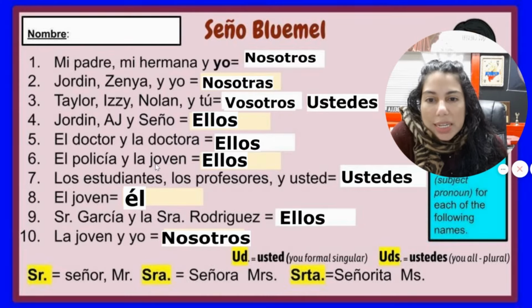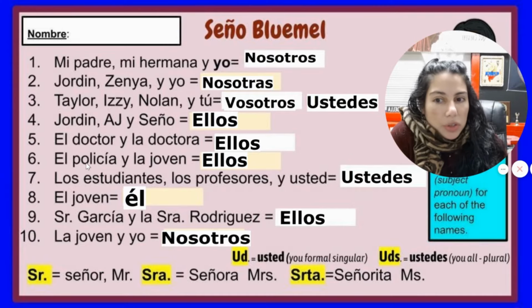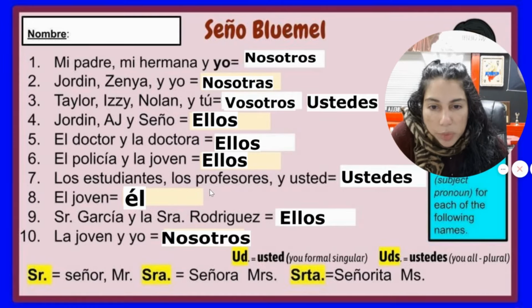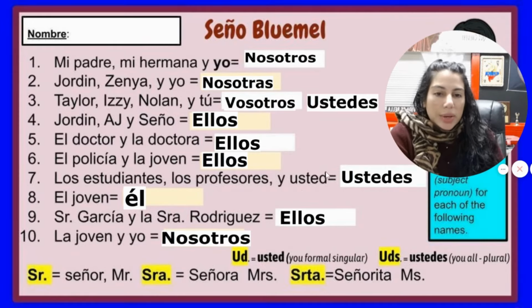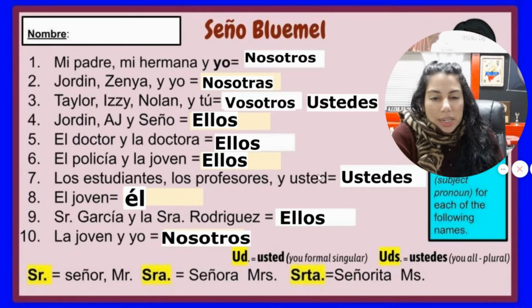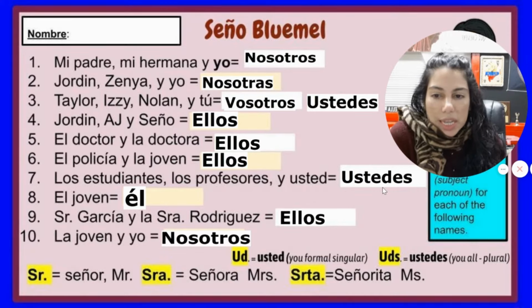El policía y la joven will be ellos, because el policía is the police officer, so he, or él, y la joven is a youngster, like a young girl, so that would be she, so the plural of él and ella would be ellos. Los estudiantes, los profesores y usted, so again it has that usted word right there, that's the key, so I have to go with the plural of usted, which is ustedes.